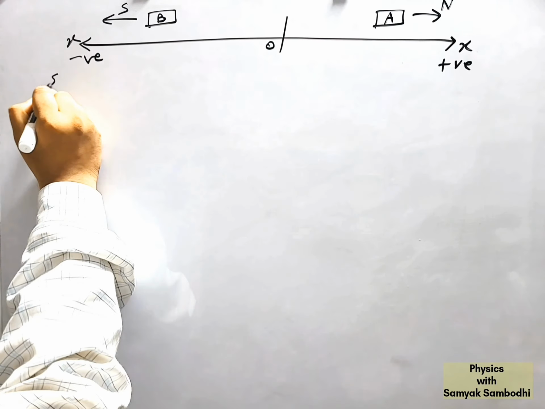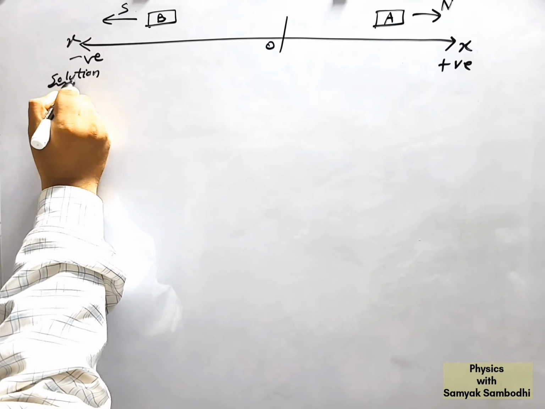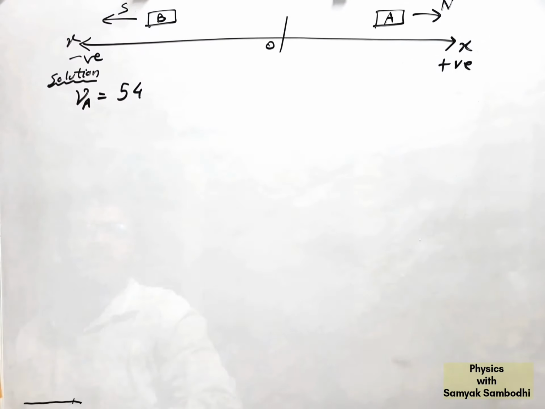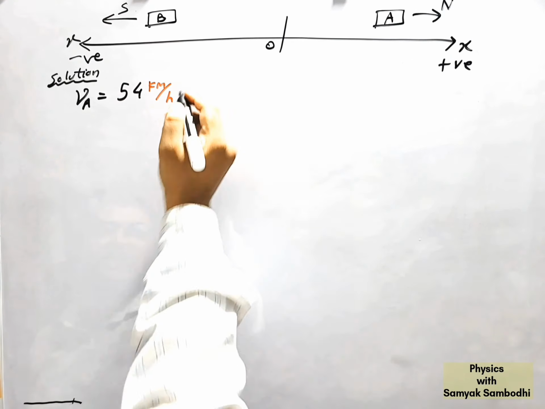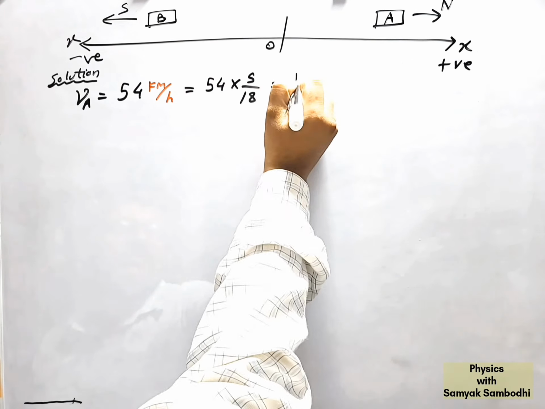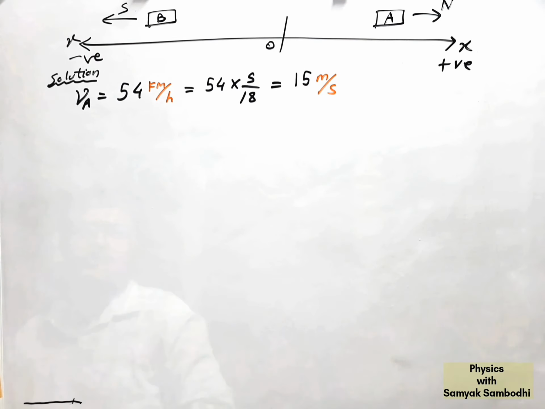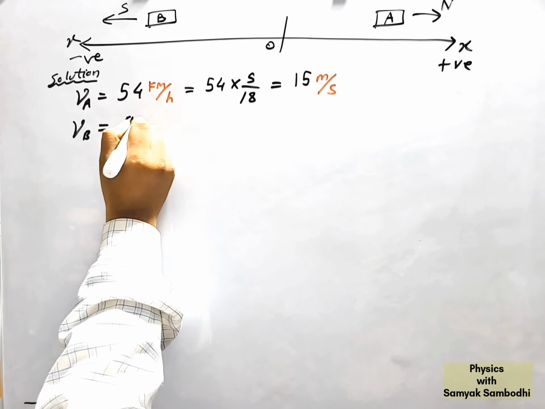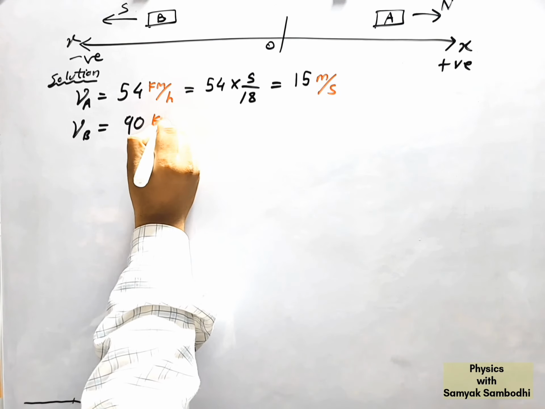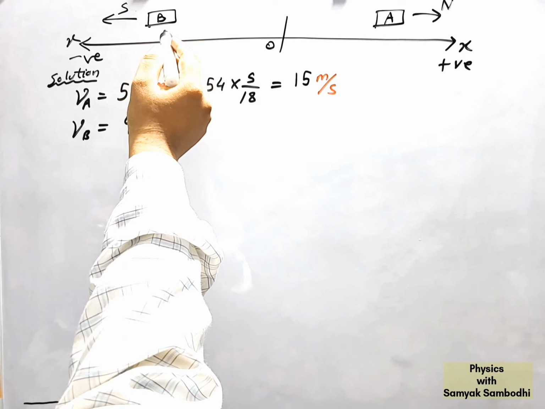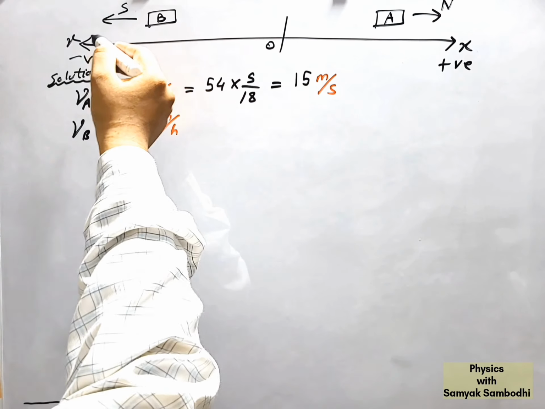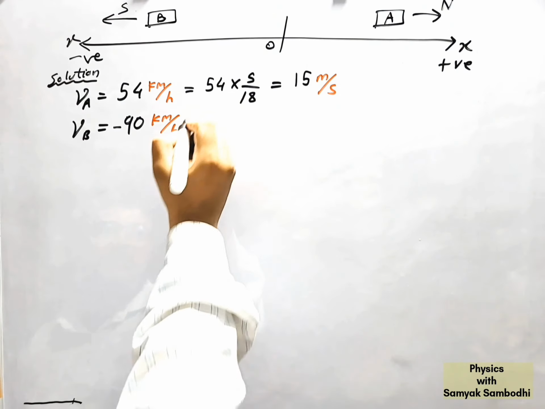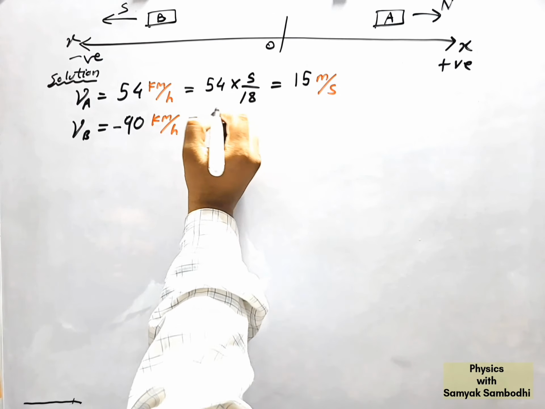Okay, now the solution. The velocity of train A is given as 54 km per hour. Converting this into meters per second. Velocity of B is 90 km per hour. But as this train is traveling opposite to train A, towards the negative x-axis, we'll consider it as minus 90 km per hour. Converting this into meters per second.